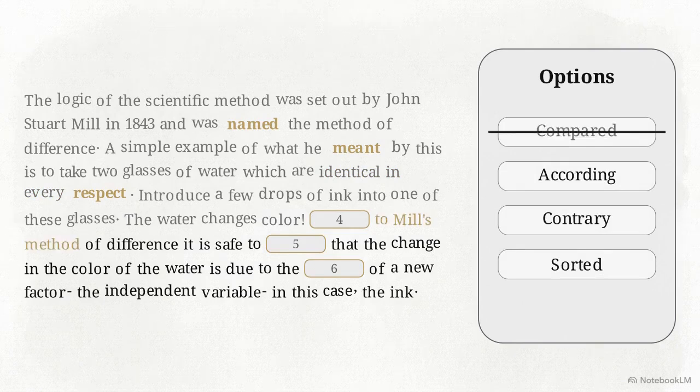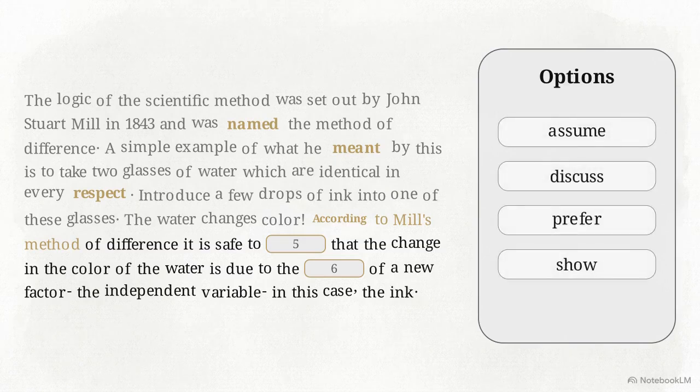Look at blank 4, which begins a new capitalized sentence, blank to Mill's method. An option like compared fails the logic of the text because we aren't measuring it against something else. We are introducing a rule based on his method. According fits this specific sentence start perfectly.